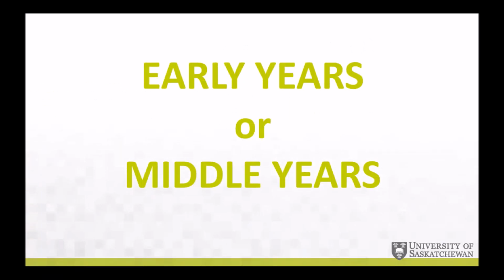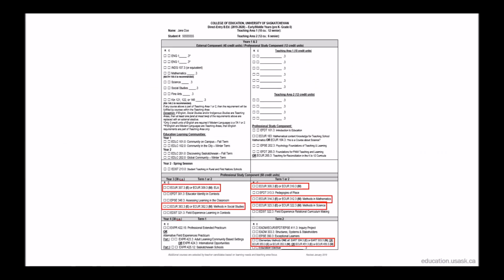While the early middle years program route has the same requirements, there are some specific courses designed for early years and some for middle years. These are noted on the program sheet with an E for early years and an M for middle years. These will mostly be relevant to you in your 3rd and 4th years.